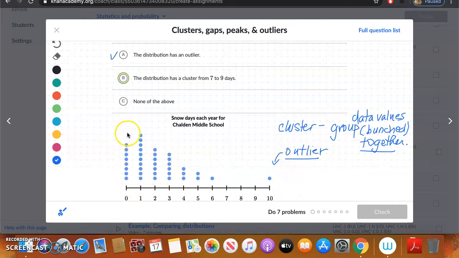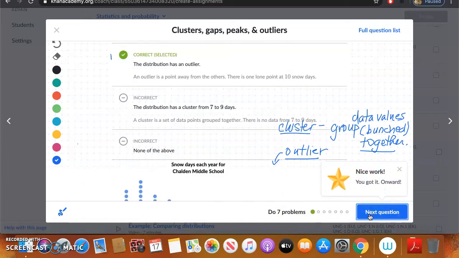So we have our main data set right here, right? This is like the main data set right here. And if we had a cluster, we would have a little mound here by itself, okay, with its own little peak, for instance. All right, here there's nothing, there's a gap, there is no cluster, so therefore B would not be the choice. And then none of the above, no. Okay, so let's pick our answer. Let's pick our A and check, and that is correct. Okay, let's try another one.